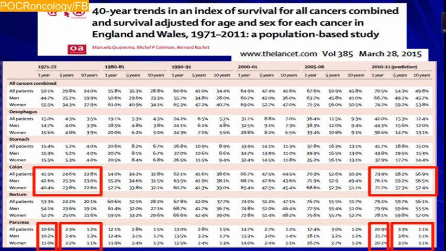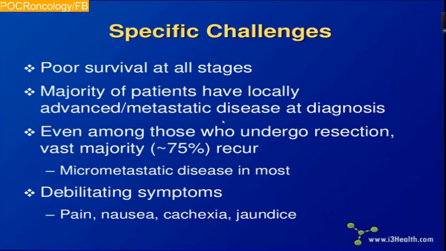But these are the facts. And I think the door is open for more and more trials and more investigations with this disease. So these are the challenges. We have poor survival with all stages. The majority of patients have what we call locally advanced or metastatic disease at presentation. Even for those who underwent resections, and we really feel proud of ourselves, up to 80% recur, and that's because of micrometastatic disease. And then when the symptoms happen, they are really bad and debilitating in terms of pain, jaundice, cachexia, as well as nausea and vomiting.